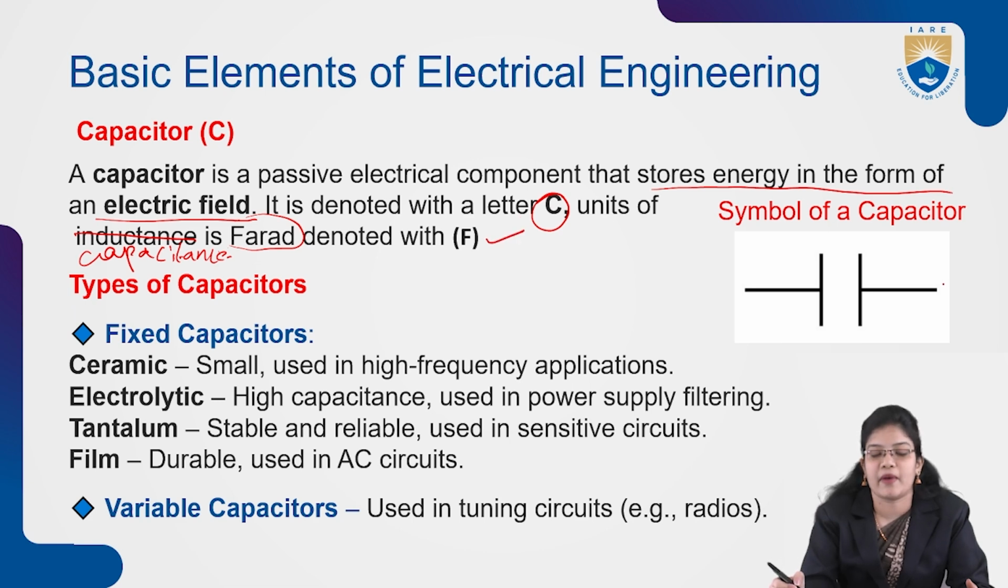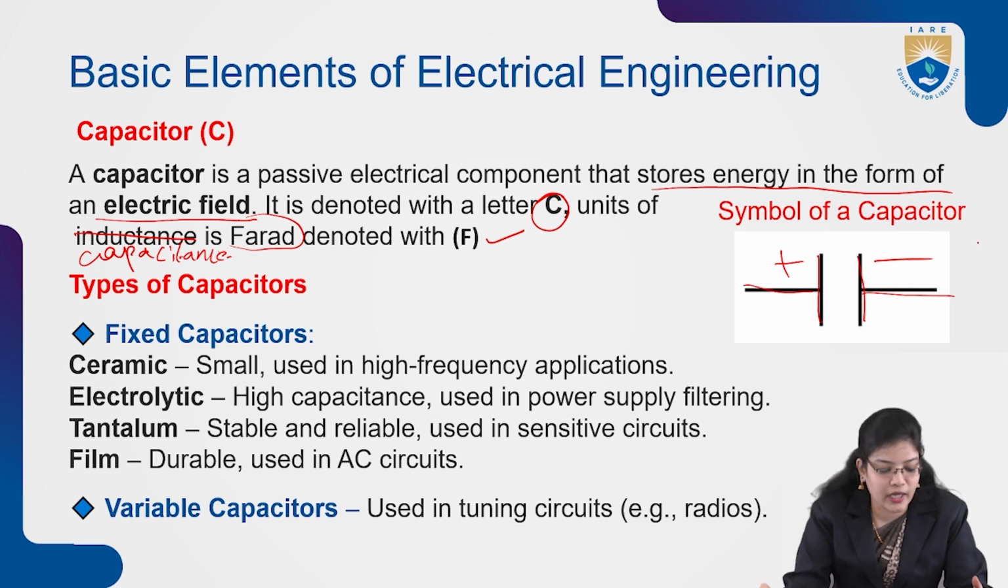The symbol of the capacitor is denoted like this. It has two plates and it will not have any polarities. Depending upon the direction of the current, we denote it as positive or negative. Again, coming to the types of capacitors, they are classified into two types: fixed capacitors and variable capacitors. Fixed capacitors are made up of ceramic, electrolytic, tantalum, and film.